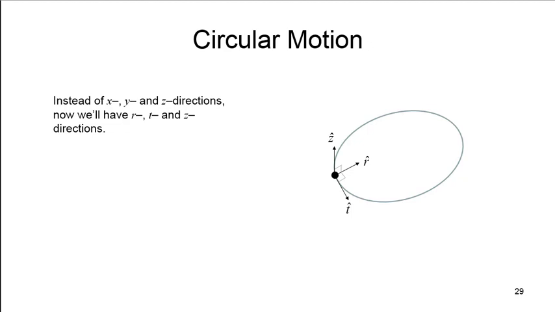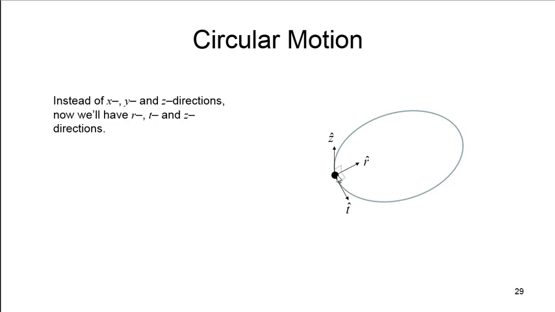Since we're changing things up a little bit when we have an object move in a circle, we're going to move away from describing things in terms of the x, y, and z direction, and we're going to come up with a new set of axes. When I say axes, think of the x-axis, the y-axis, and the z-axis. We're going to replace those with these new directions: the r direction, or the r-axis, the t direction, or the t-axis, and the z direction.